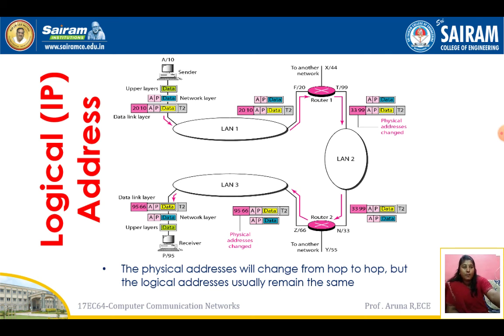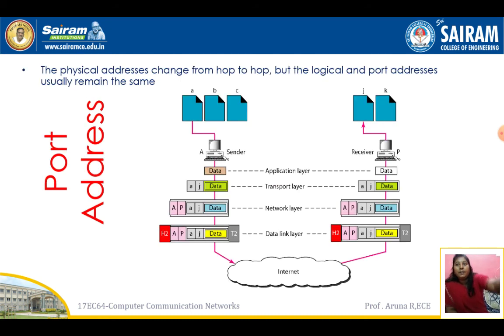Like your mobile number, every mobile has an IMEI number. That IMEI number will remain the same. Wherever you go, your IMEI number is not going to change. So inside the network you will have a physical address. When you go out from the network to another network, your physical address will be changed to a logical address. Then you have your port address, which says which port in the system you have to use.